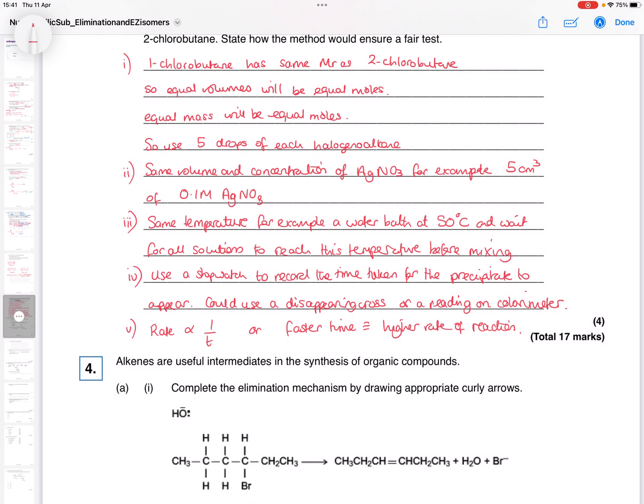To be able to compare one with the other, you need to use a stopwatch, and you need to record the time taken for the precipitate to appear. To make sure that you make a good judgment of that, you could use a disappearing cross, for example a cross on a white tile, when that disappears, when you can't see through that, or you could use a colorimeter. The rate is proportional to 1 over the time, or the less time, the faster the time, the higher the rate of reaction. You could describe it in words. But you need to do something to link how you would use the time to decide which one had the higher rate.